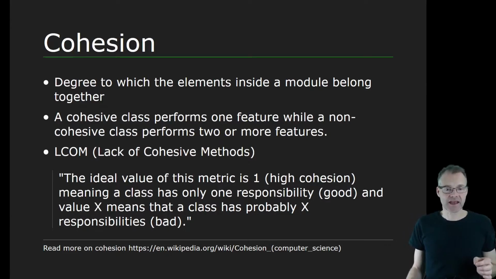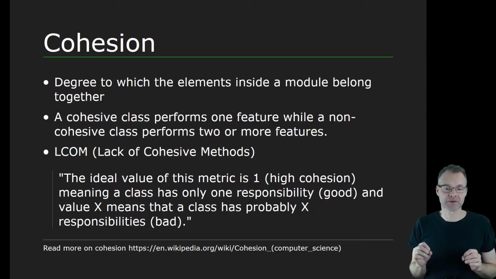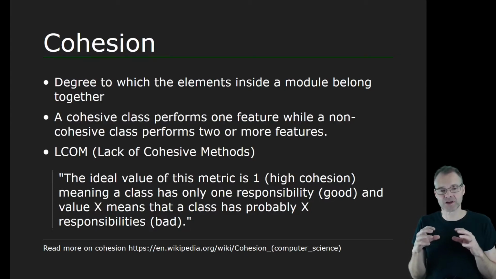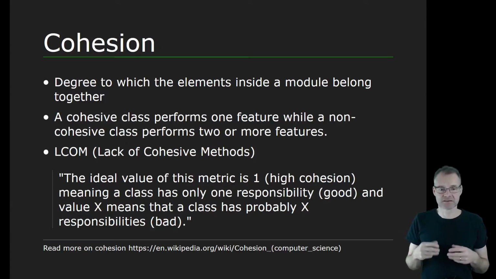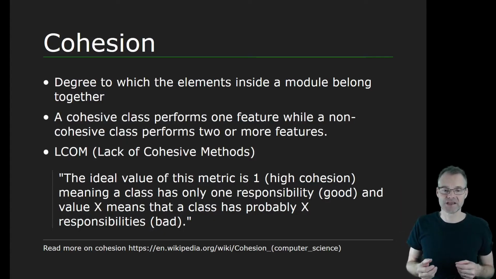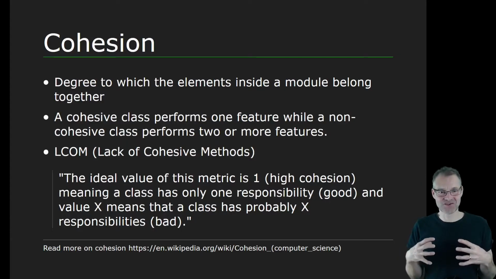Cohesion is really good to learn a bit more about, because if you have high cohesion in your module or in your class, that is generally a good thing, and it is actually an indicator of good quality code. So cohesion is measured by LCOM, or lack of cohesive methods. It is the degree to which the elements inside the module belong together. So they need to belong together.